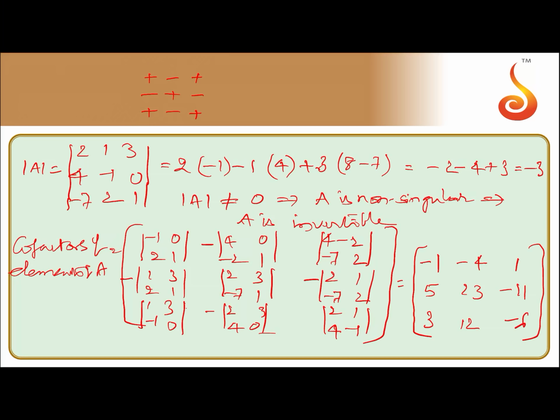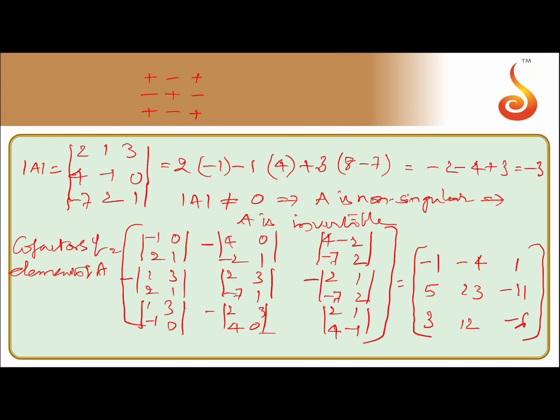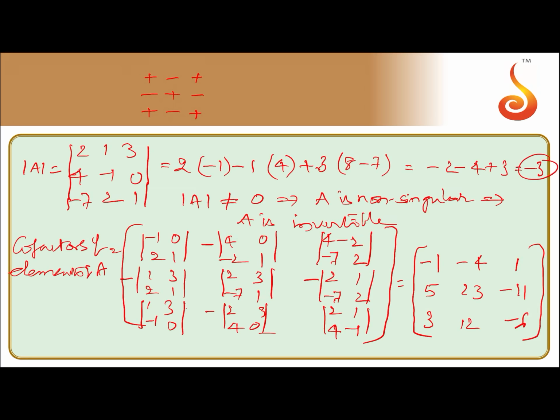So adjoint matrix is equal to the adjoint of the matrix divided by det A. So you calculate the adjoint of this matrix. Adjoint A is equal to the transpose of the cofactors matrix. Now inverse is nothing but adjoint A by det A. So therefore A inverse is equal to adjoint A by det A. Therefore determinant of A is equal to minus 3.